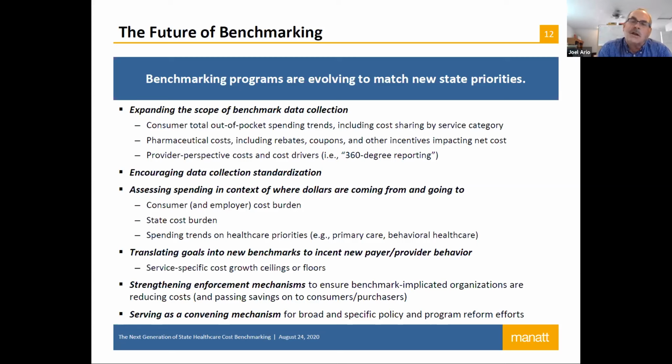But standardization is going to be an important issue, and not just for benchmarking programs, but also for APCDs and other state efforts to collect data, for several reasons. One, you have more payer opposition when each state is reinventing the wheel and creating new programs, particularly from the national insurers, who still hold a sizable market share in most states. And so it just becomes more efficient to have a more common approach to things.